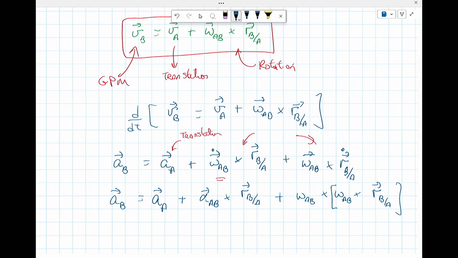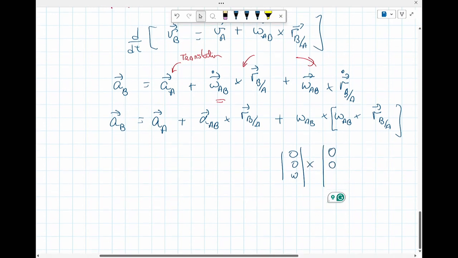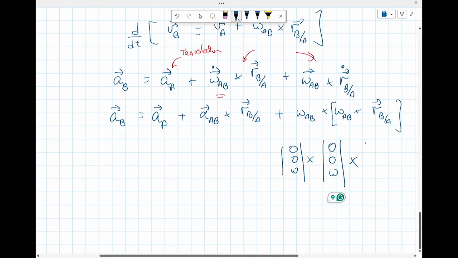In this course, all motion occurs within the plane. So at this point, we're not going to talk very much about NT or R theta systems. We'll talk about XY, within this plane. All rotation is occurring out of the screen, so you can write this term as (0, 0, omega) cross with (0, 0, omega) cross with (r B with respect to A x, r B with respect to A y, and 0).